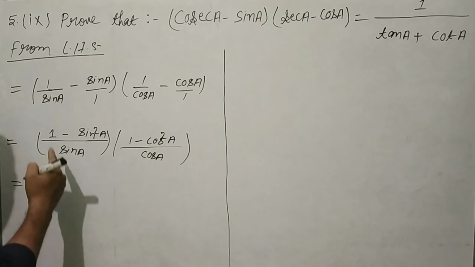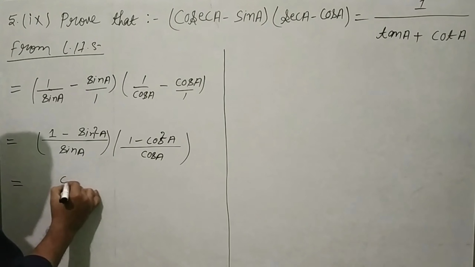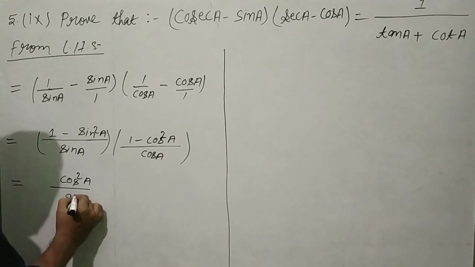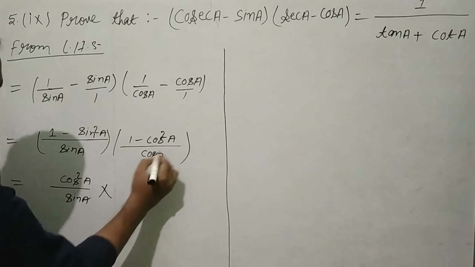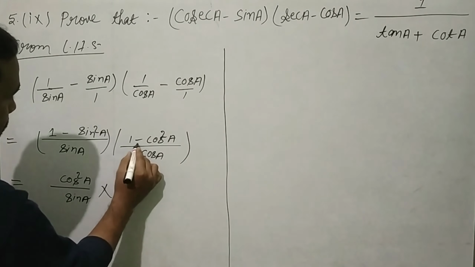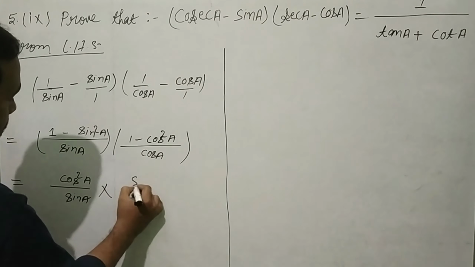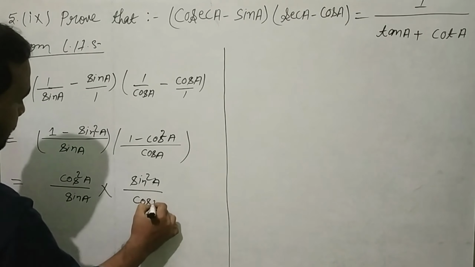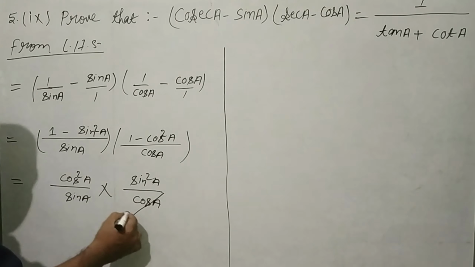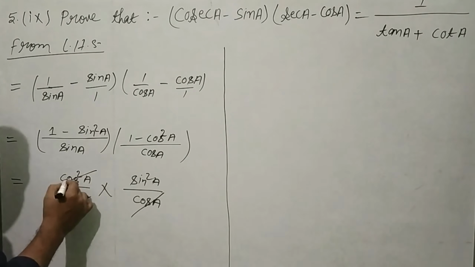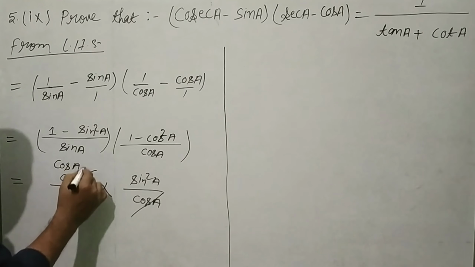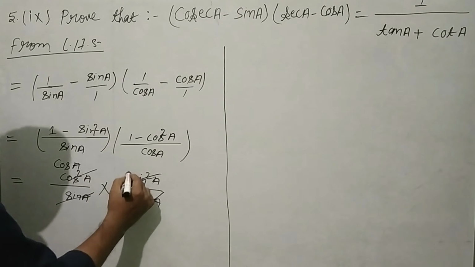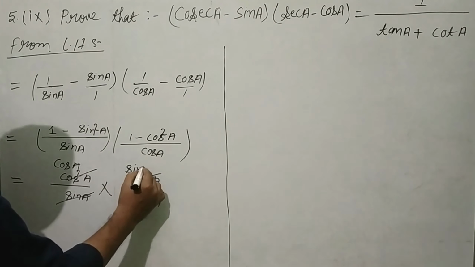What will be? Do you know 1 minus sin square A is equal to cos square A? Write this: sin A into 1 minus sin square A is equal to cos square A, and 1 minus cos square A is equal to sin square A, by cos A. Cancel this cos A and cos square A, so here cos A will be left, and sin square A and sin square A will cancel out, so we will have only sin A.